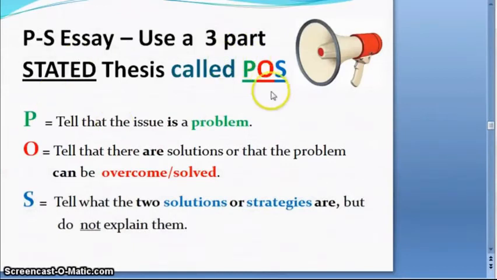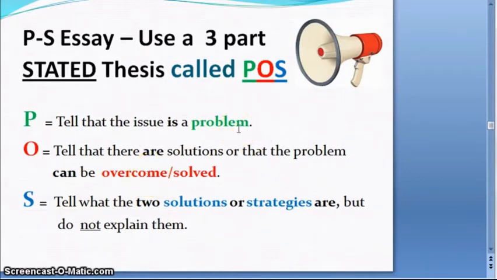One way to plan to create a problem-solution essay or research project thesis, especially a stated thesis, is to use an acronym: P for problem, O for overcome, S for solutions or strategies. So the first part of your thesis statement is going to indicate what the problem is or what is the problem precisely. O indicates that there's going to be solutions or the problem can be overcome or solved. Typically, that's going to be used by certain words or verbs in your sentence.